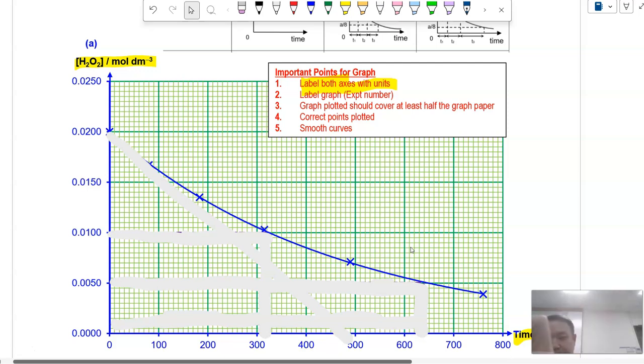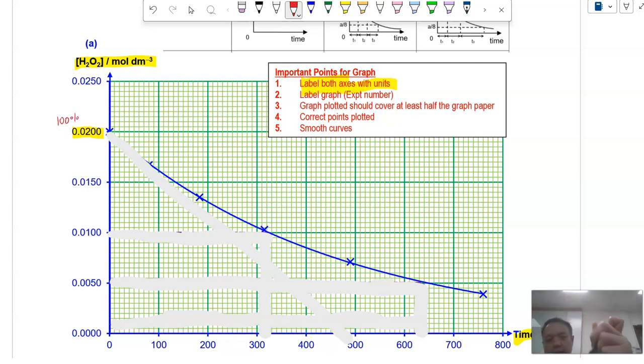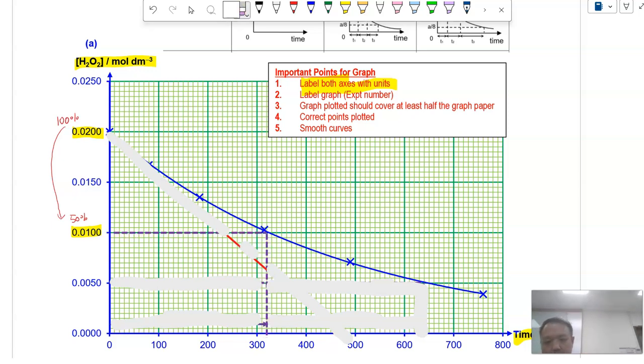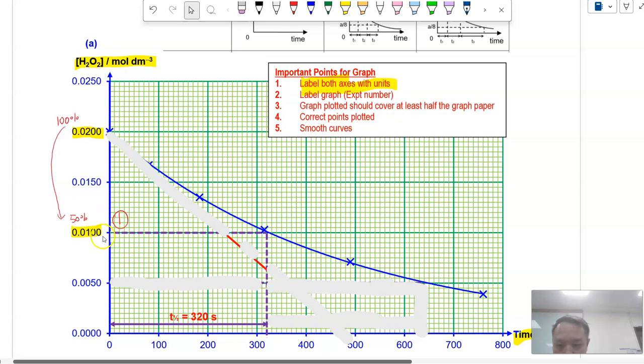So we start off with this particular value, 0.0200. This is your time t equals 0, 100%. Alright, we are looking at the time taken for it to fall to 50%. So 50% will be at 0.0100. So we first draw the construction lines. So first set of construction lines shown over here. Time taken will be this time from time t equals 0 all the way to around 320 seconds. So 320 seconds. Okay, that's the first half-life.